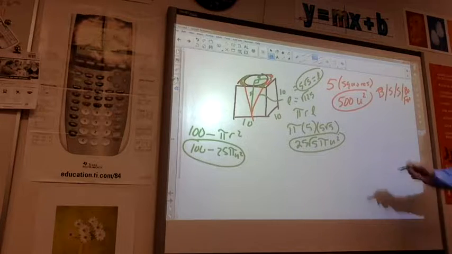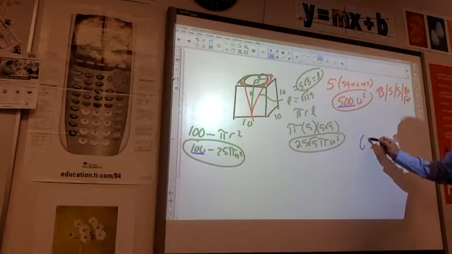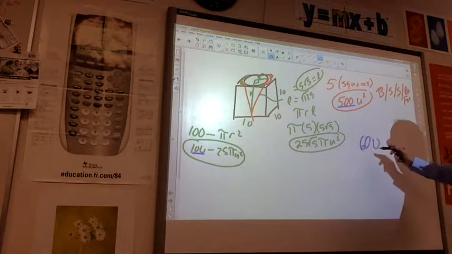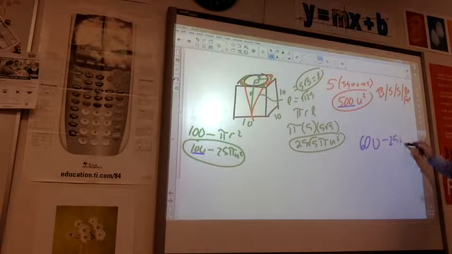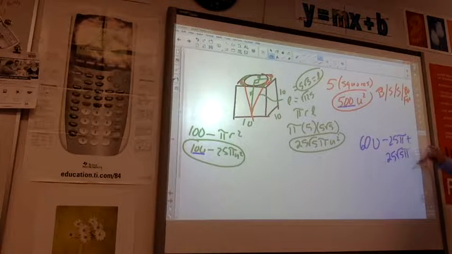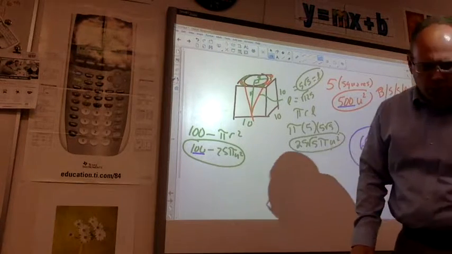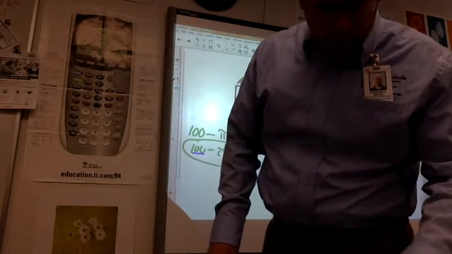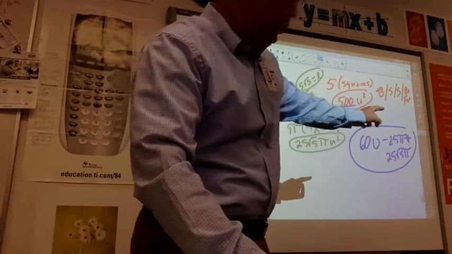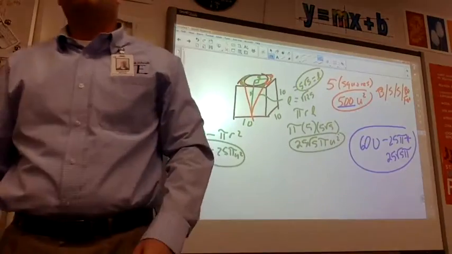So now I have to add up everything I have. So I'm going to add 500 to 100, so I get 600. And then I have minus 25 pi plus 25 root 5 pi. So that whole thing is my area. I don't know, did it ask me to do something else? So 12b: 600, we agree, minus 25 pi, we agree, plus 25 pi root 5. Sweet, it worked. Does that make sense?